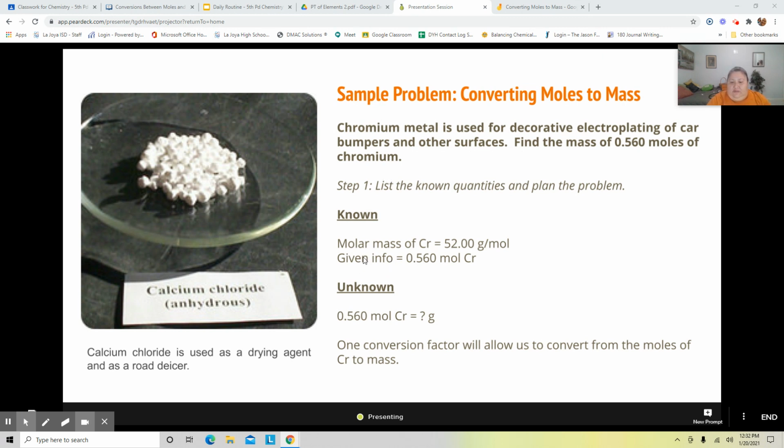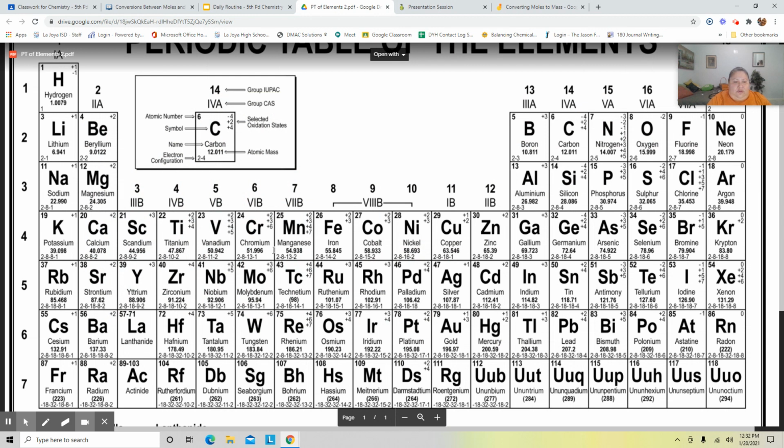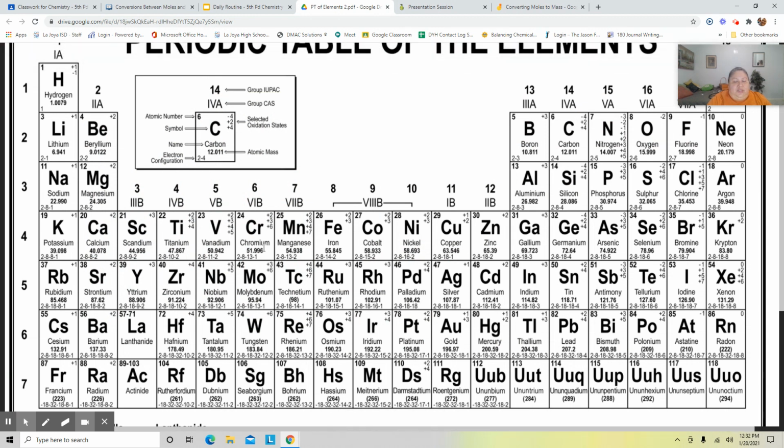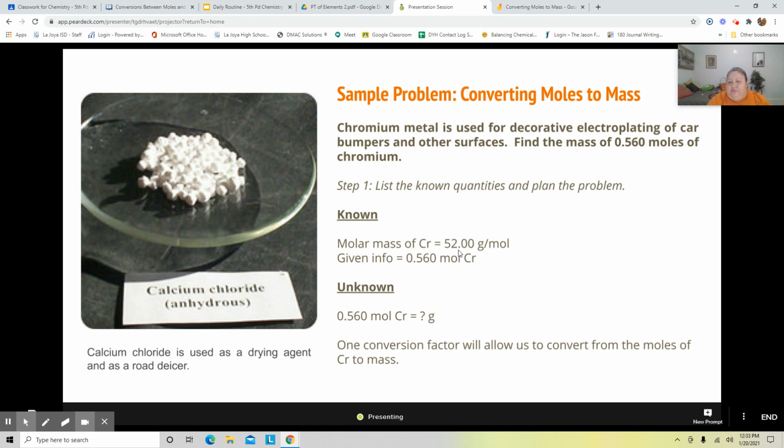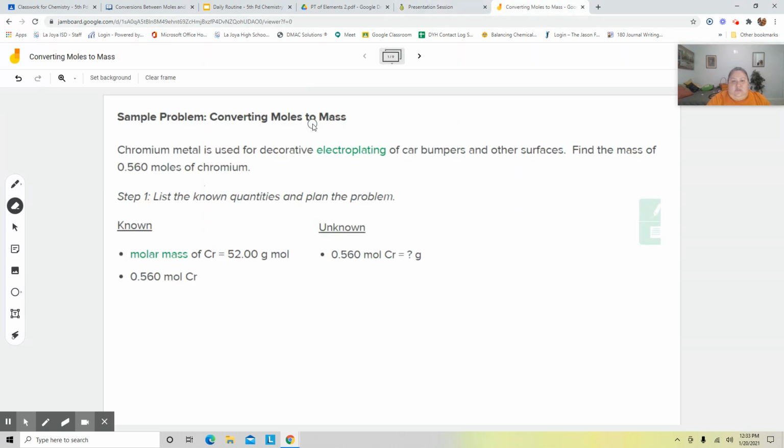So we have our given info, 0.56, and we know the molar mass of chromium, right? If we go to our periodic table and look for chromium, element 24, we know the mass is 51.996, which rounds to 52 grams per mole. We're going to use that information to change moles of chromium to grams of chromium. So we're going to have to do a conversion factor. And I'm going to go into Jamboard so that I can show you what to do.